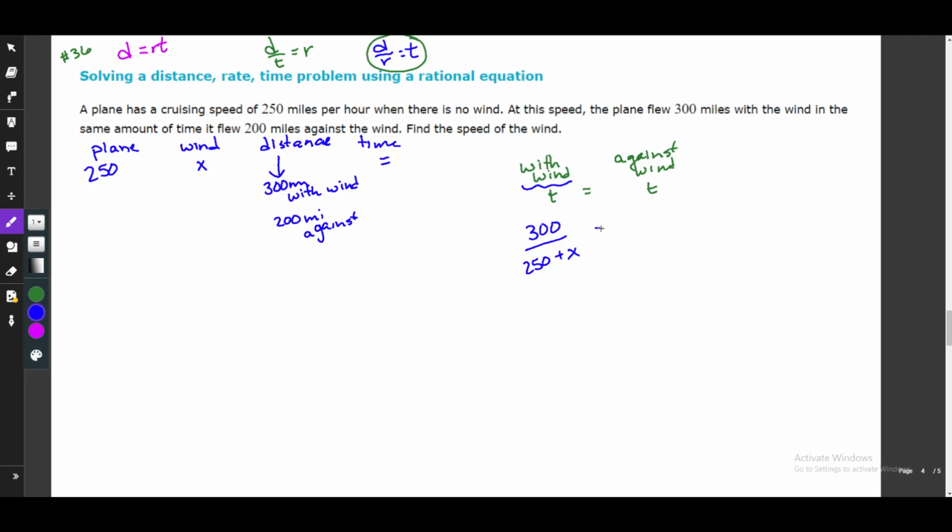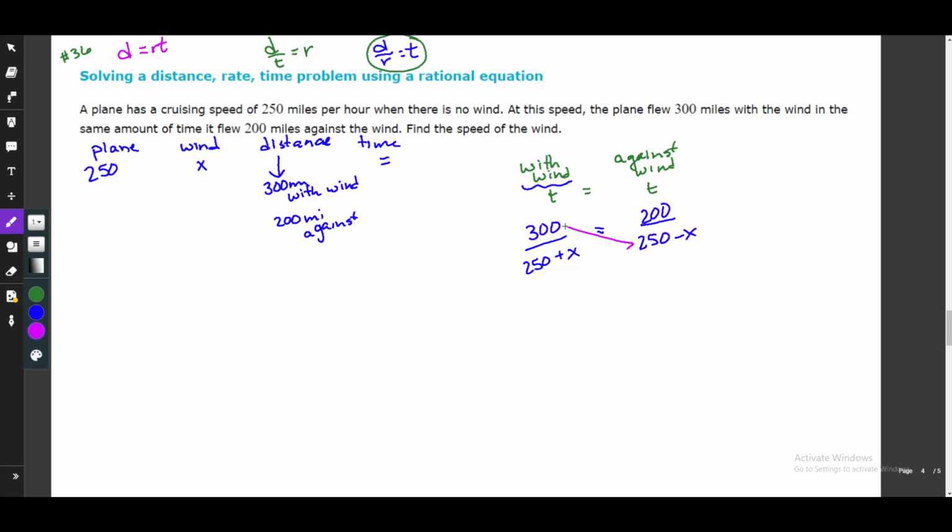Now that is going to equal, when I'm going against the wind, my distance is 200 miles. And this time my speed is going to be the plane, but this time the wind's not helping me, so it's going against the wind. So that's how I use the formulas of saying, okay, what case do I have? What's the same? And how can I solve this? And if I've got this, I've only got one thing that's missing because that time was the same. It kind of cancels out. So now I've got a fraction equals a fraction.